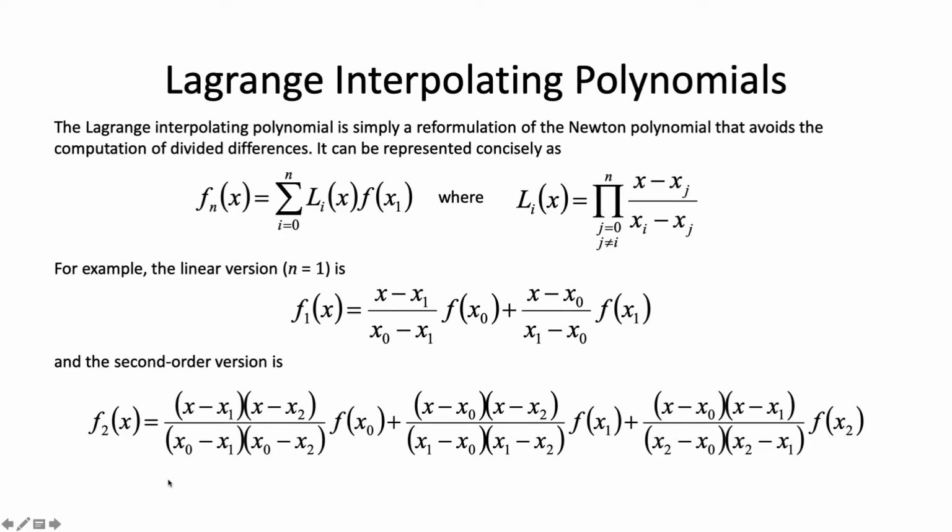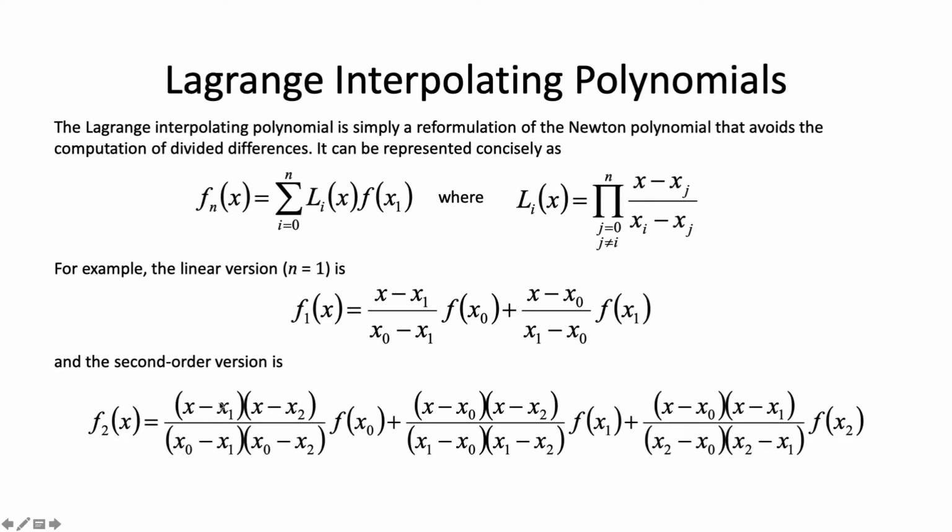The second order version is given by this equation. For the second order version, we have n equals 2, which means that we have three terms here involving f of x naught, which is this term, f of x1, which is this term, and f of x2, which is this term. Now let's consider these Lagrange polynomials. The Lagrange polynomials are given by the product from j equals 0 to n of x minus x sub j all over x sub i minus x sub j, where j must not be equal to i.